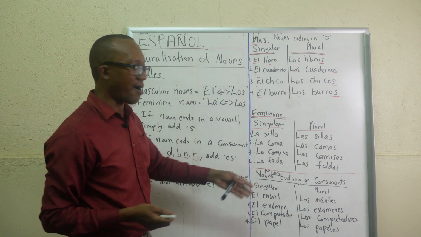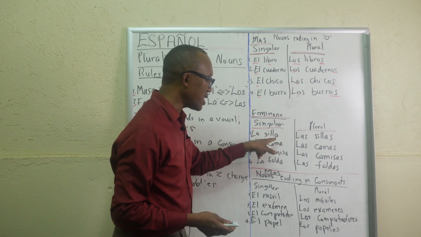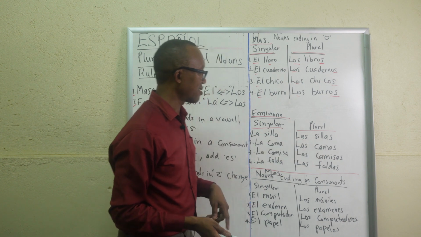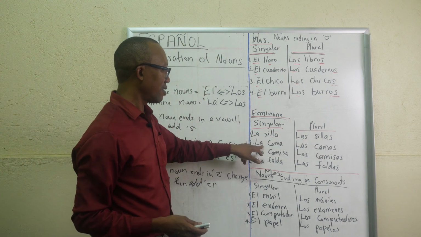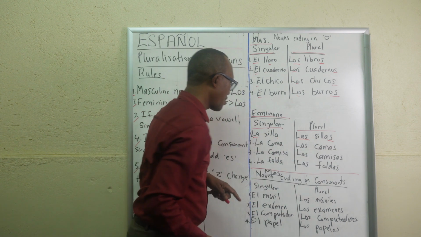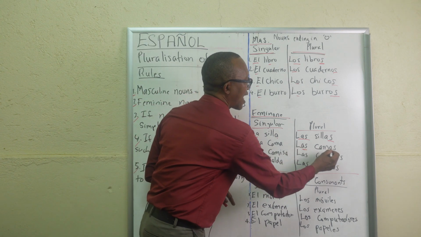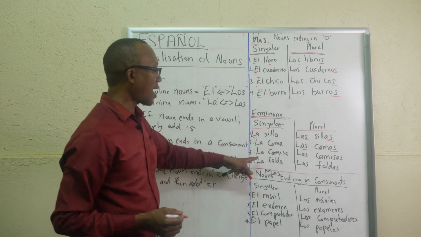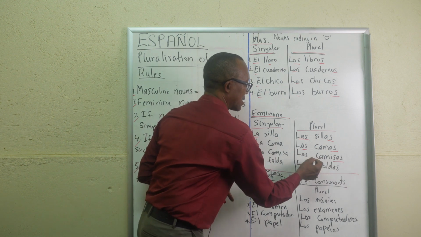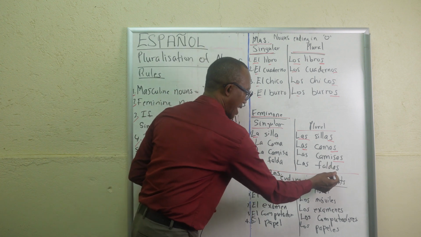What about the feminine counterparts? Well, let's examine them. La silla, which is the chair, becomes las sillas, right? Let me highlight it. So la silla becomes las sillas. S must be there. La cama, which means bed, becomes las camas. S is there. La camisa becomes las camisas, right? La falda becomes las faldas.